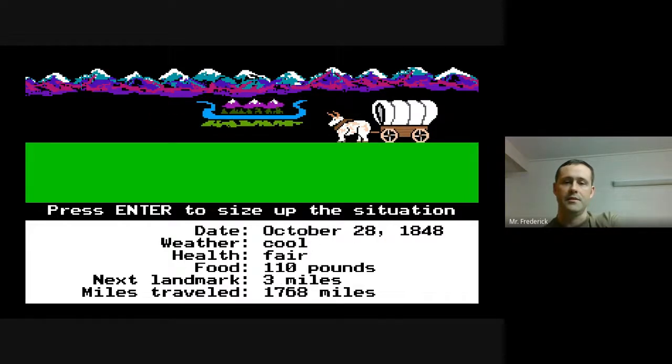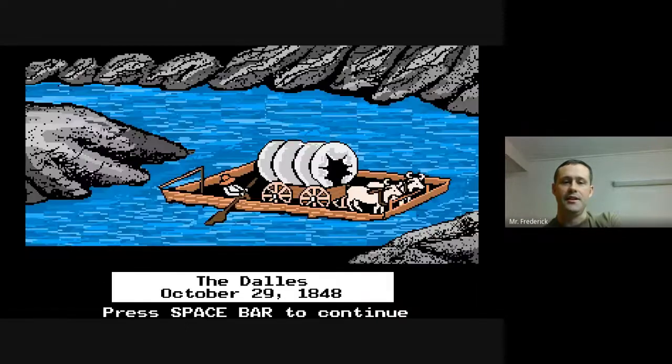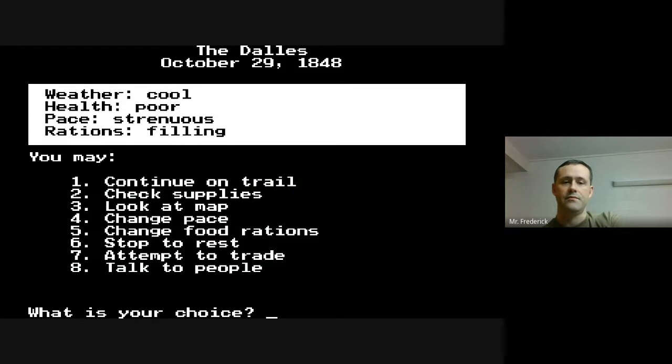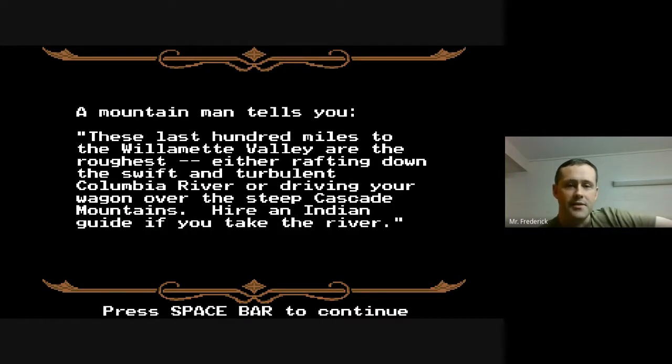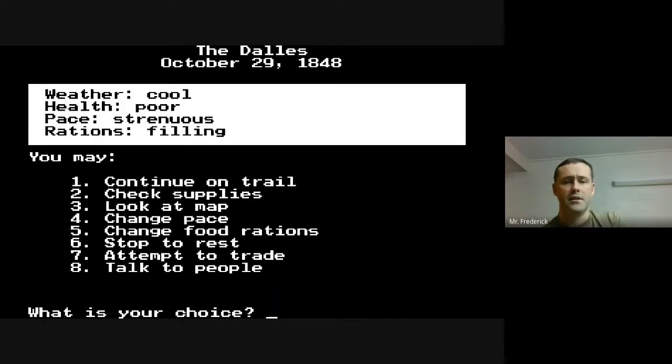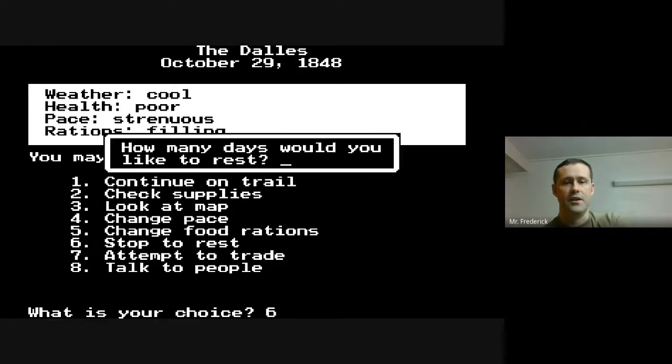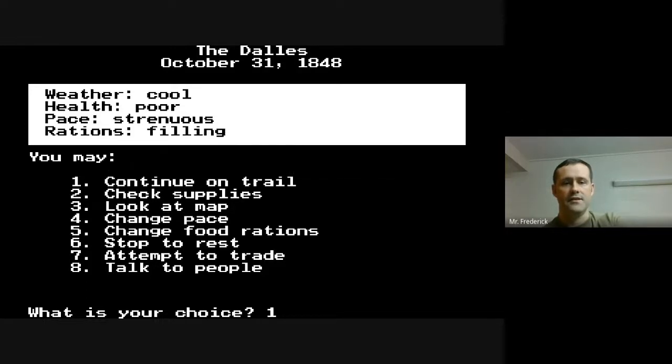Next landmark. Jack has measles. Okay. You're at the Dalles. Would you like to look around? Yes. Let's talk to people. A mountain man tells you, these last 100 miles to the Willamette Valley are the roughest, either rafting down the swift and turbulent Columbia River or driving your wagon over the steep Cascade Mountains. Hire an Indian guide if you take the river. All right, let's stop to rest for 2 days. And let's continue on the trail.